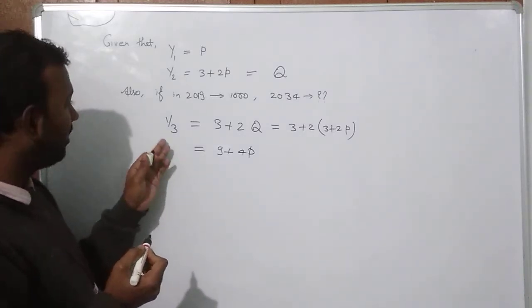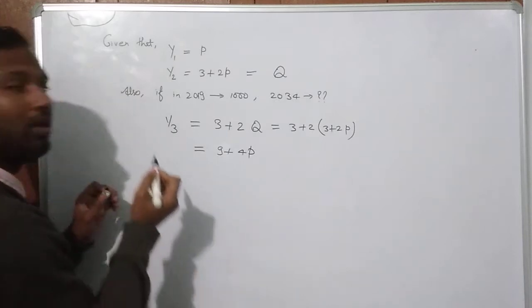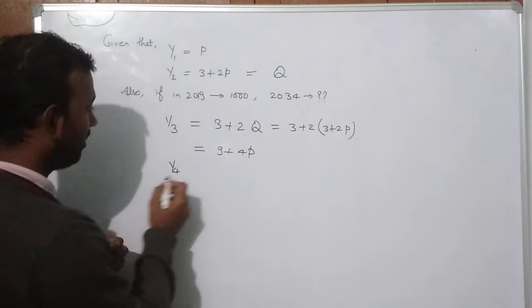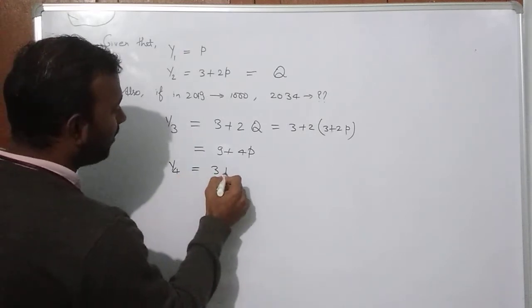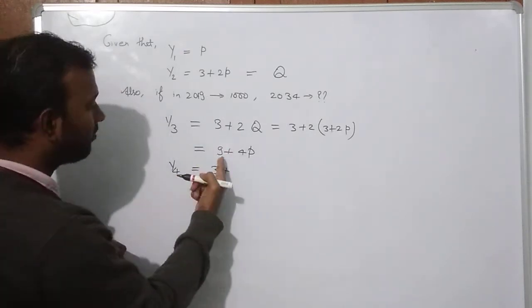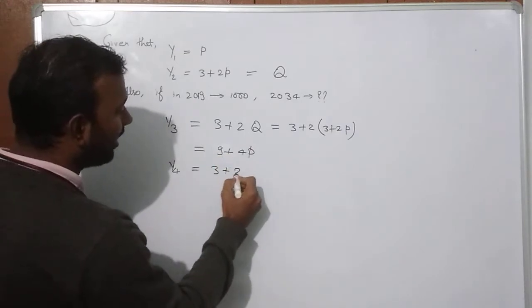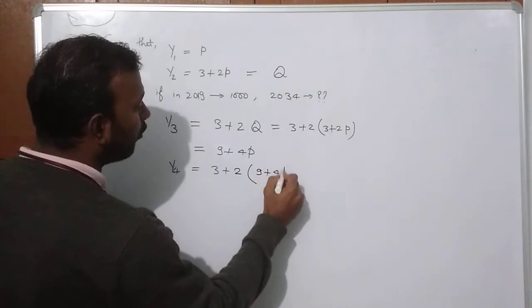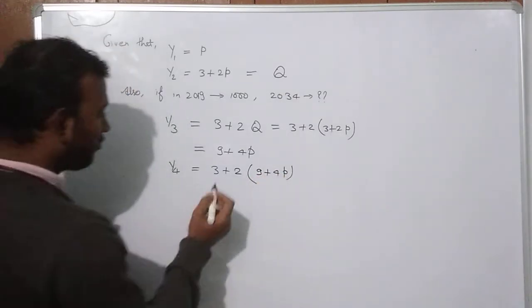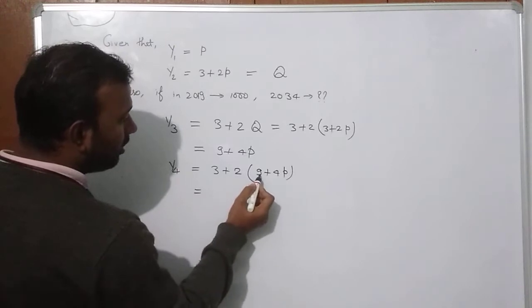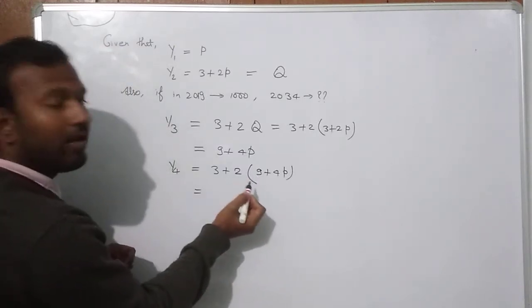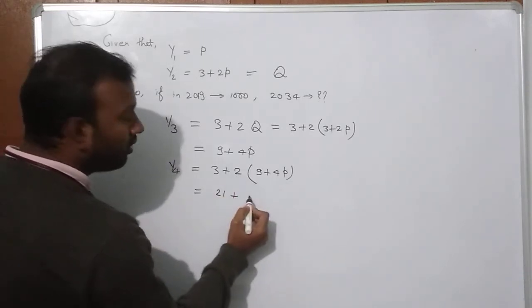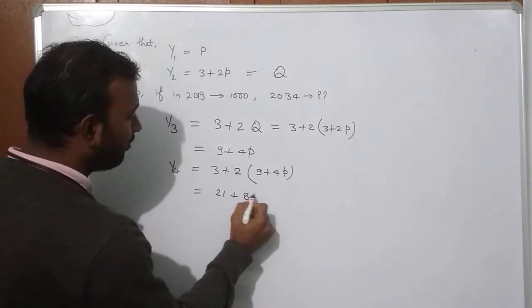Similarly, we can find the population in the beginning of the next year. Let's say that is y4. Then it will become 3 plus 2 times the previous one. So the previous one is what? 9 plus 4P. We can write directly 3 plus 2 times (9 plus 4P). After solving, what we get here? 2 times 9 is 18, plus 3 is 21, plus 2 into 4 is 8P.